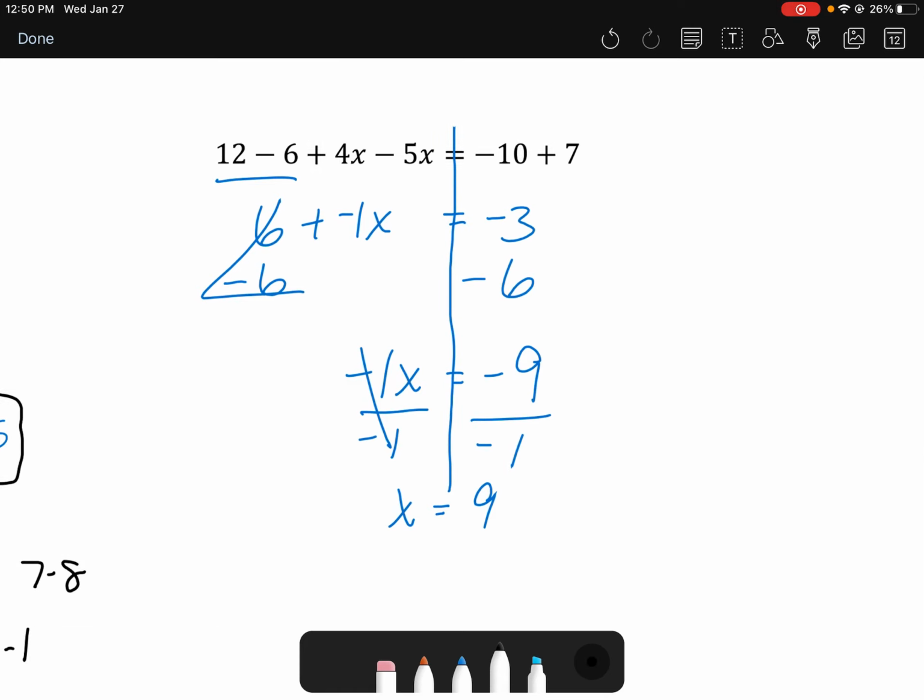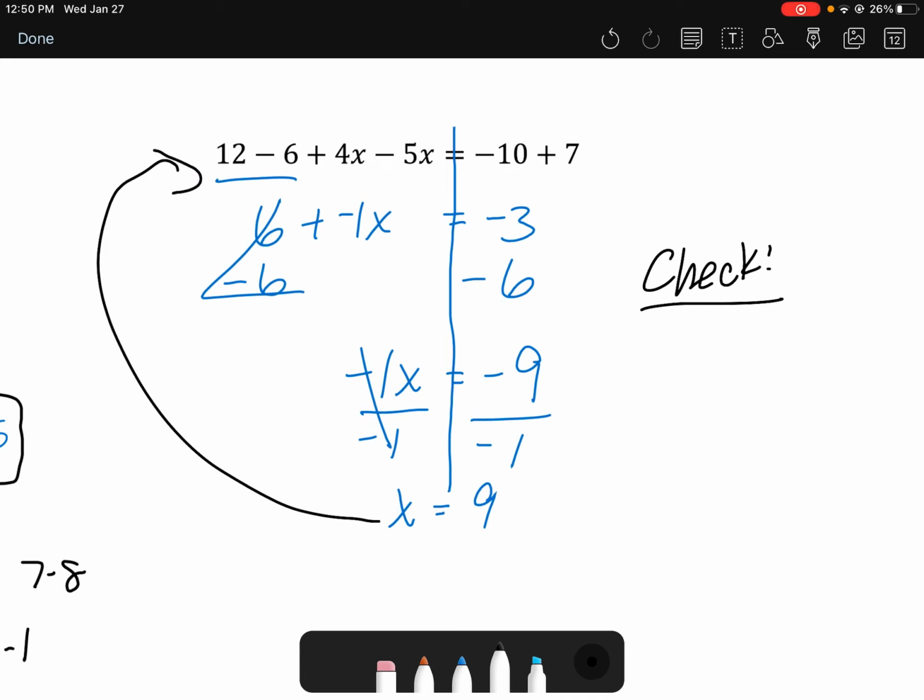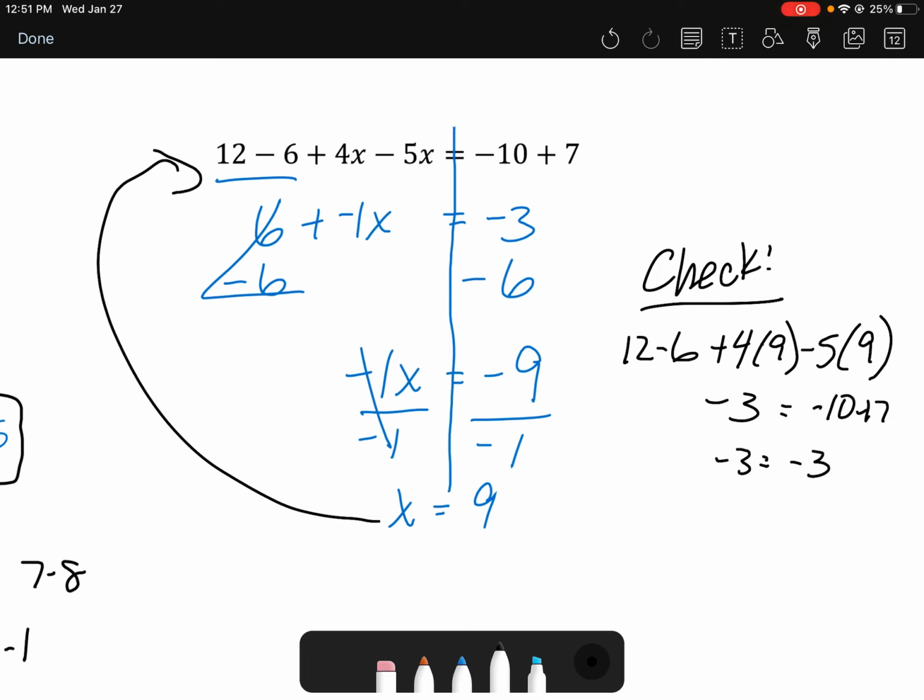I do need a checky check. So I will substitute 9 back into the original. 12 minus 6 plus 4 times 9 minus 5 times 9. I'm going to go ahead and plug that into my calculator. And I get -3, which should equal -10 plus 7, which it does. So this is the correct solution.